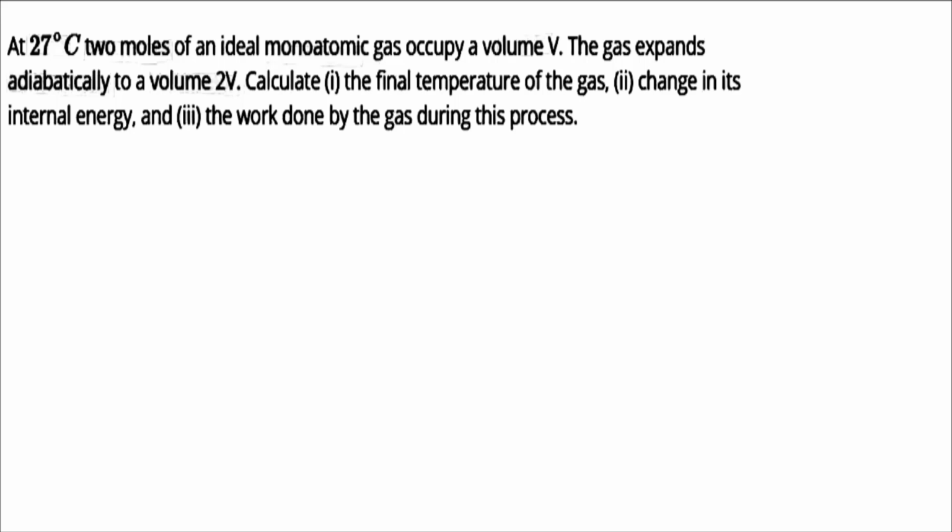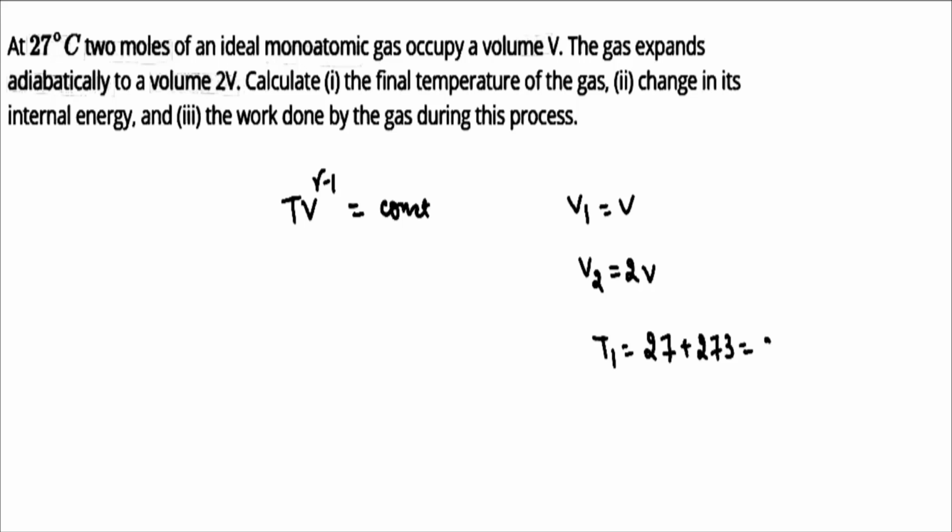Now in the question they are saying that the process is adiabatic, and in an adiabatic process the relation between the temperature and volume is given by the equation T V^(gamma minus 1) equals constant. The initial volume is given in the question, which is V, and the final volume is 2V. The initial temperature is 27 degrees centigrade, or I can change it into Kelvin, so it is 300 Kelvin, and we have to find out the final temperature of the gas.